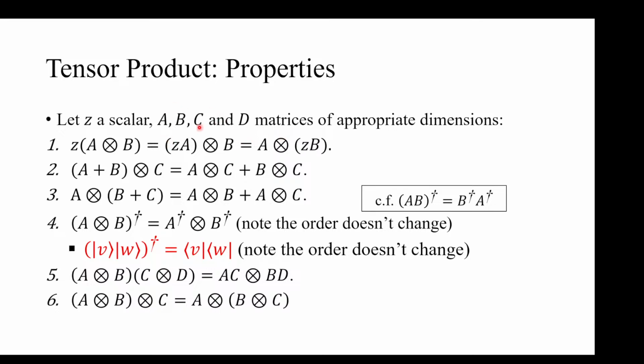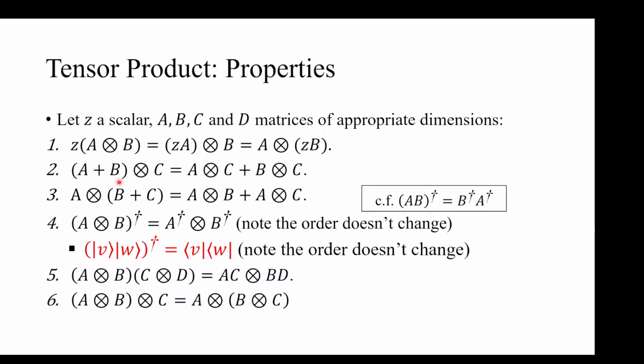Basically, we have a different slot for each matrix. Say we have some matrices A, B, C, D with some dimensions, then we can always define this tensor product to become much larger matrices. And the tensor product will satisfy these rules: when you multiply the tensor product by a scalar, you can put the scalar everywhere, and the tensor product is linear.